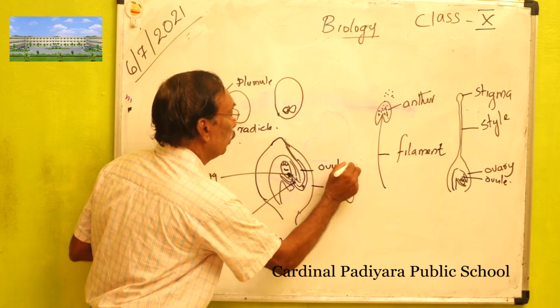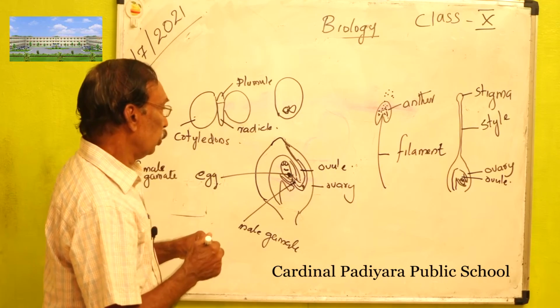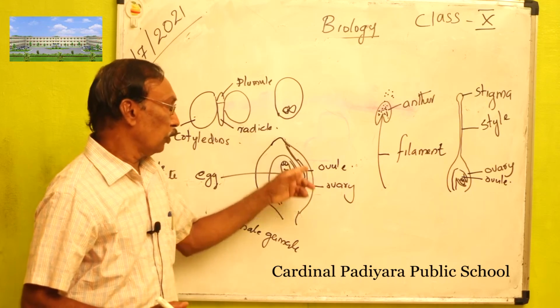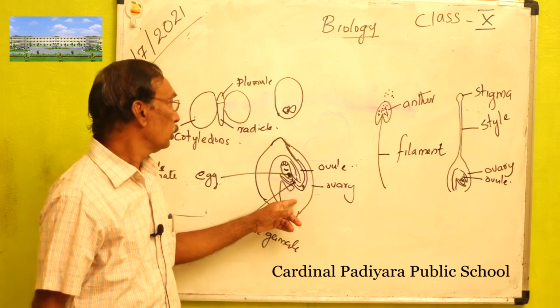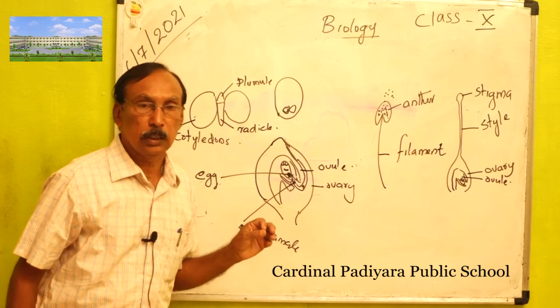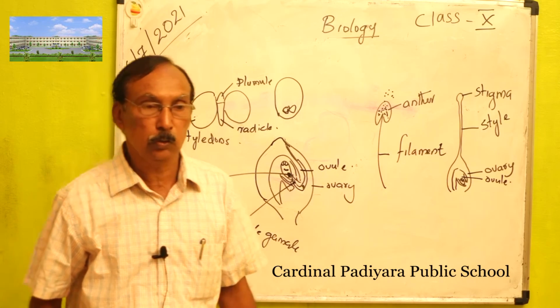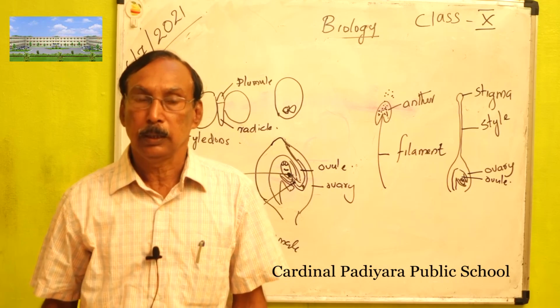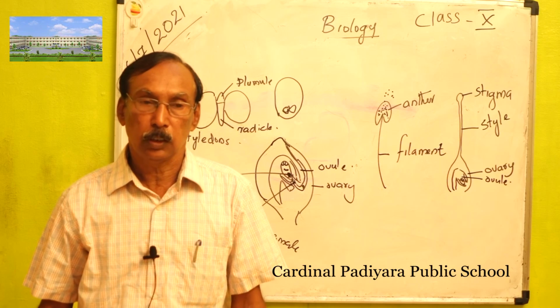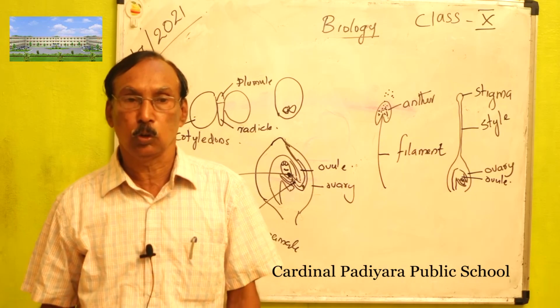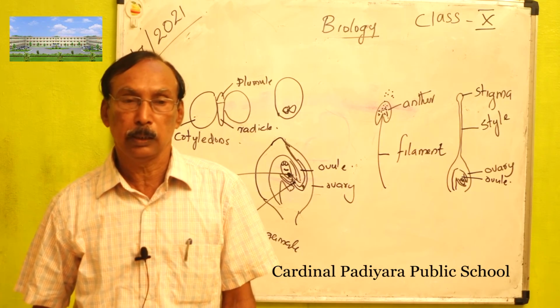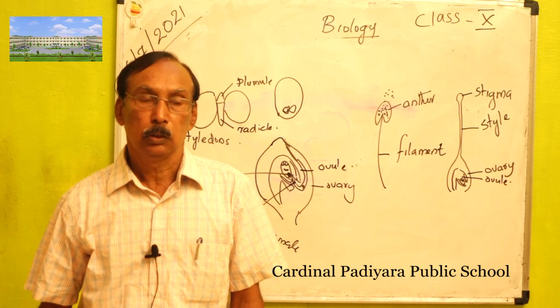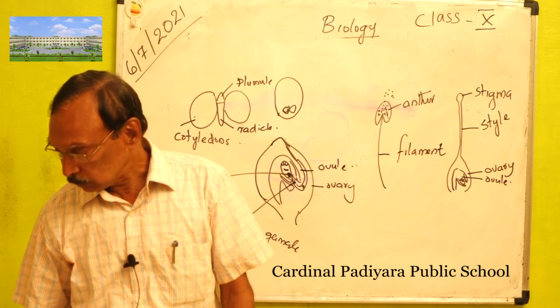After fertilization, the ovule becomes the seed, and the ovary as a whole becomes the fruit. And the zygote, what will happen to the zygote? The zygote will become a small plant, called the embryo, which has two cotyledons which store food, and a plumule and radicle which are going to become the shoot system and root system.